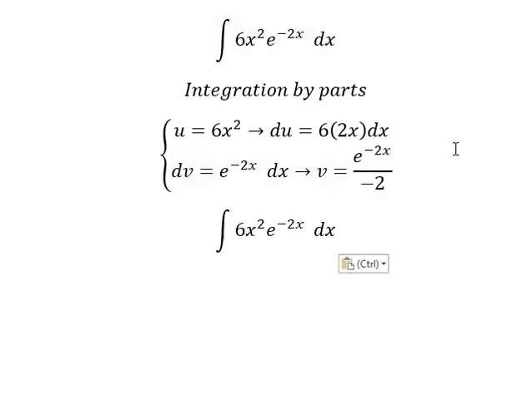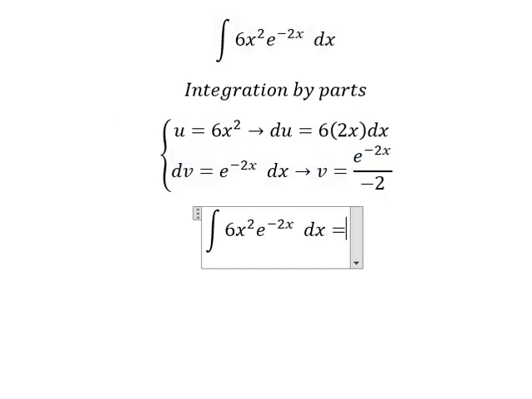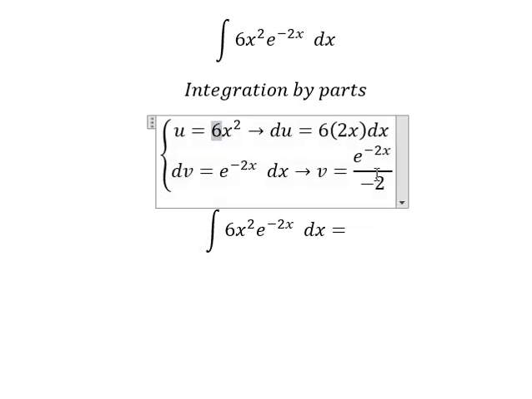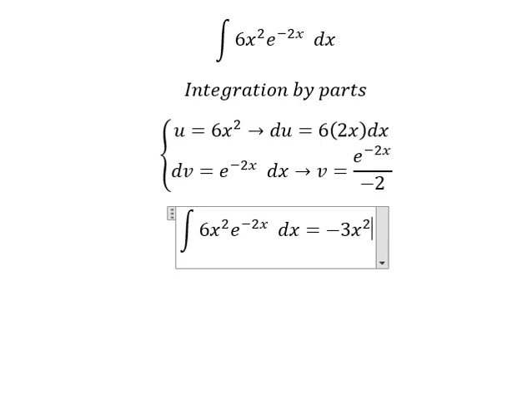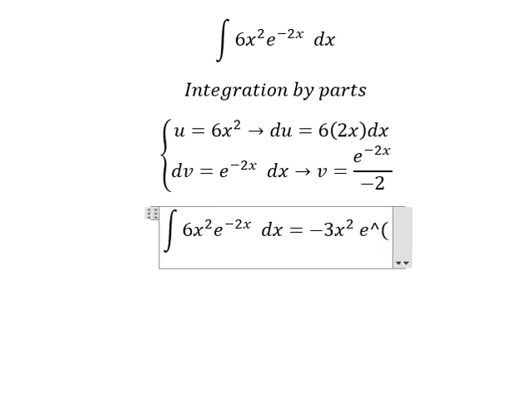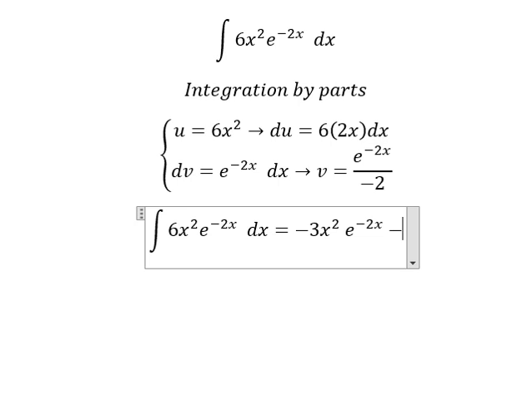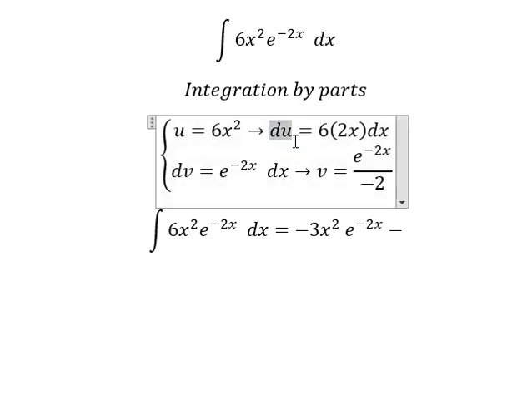So we have u multiplied by v. So 6 divided by negative 2, we have negative 3. Minus, we have the u multiplied by v. So 2 divided by negative 2, we have negative 1.